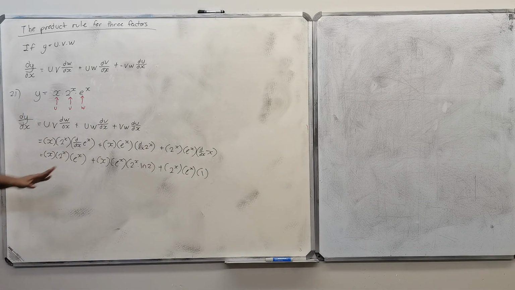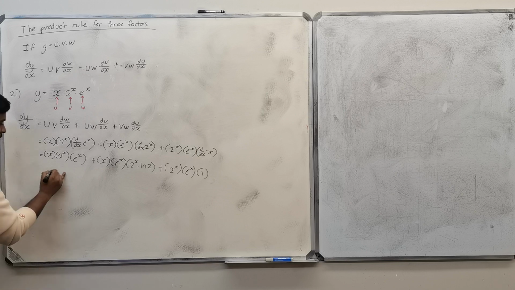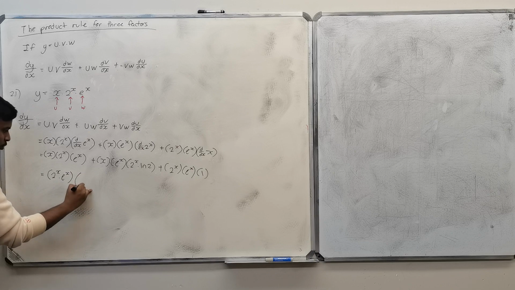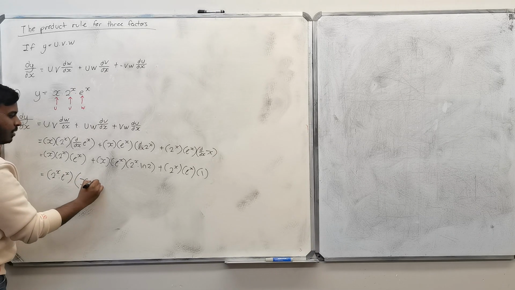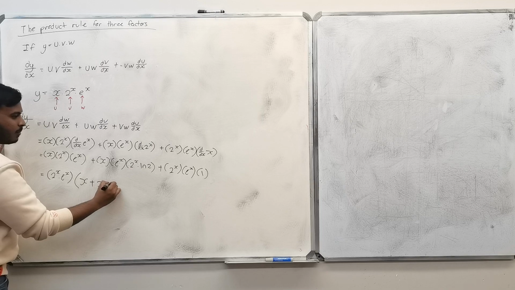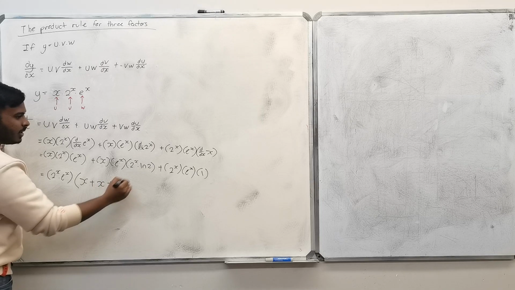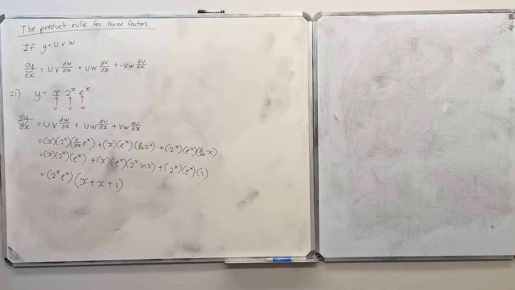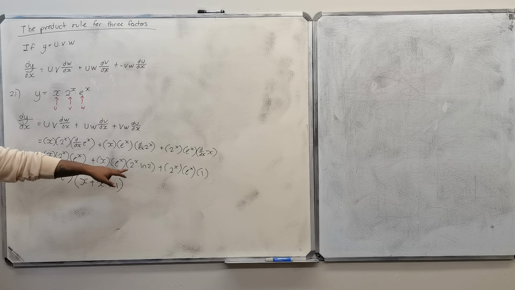Okay? What can you see from this whole thing? So you know that 2^x and e^x is a common factor amongst everything, right? So I can take it out and I'm left with 2^x times e^x times x plus x ln 2 plus, well, there is supposed to be 1. So if I multiply it out, I'm left with 2^x times e^x times x.